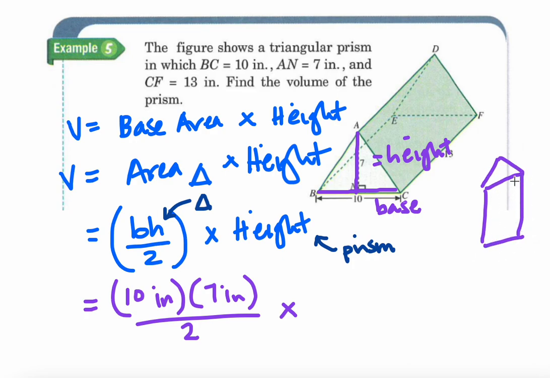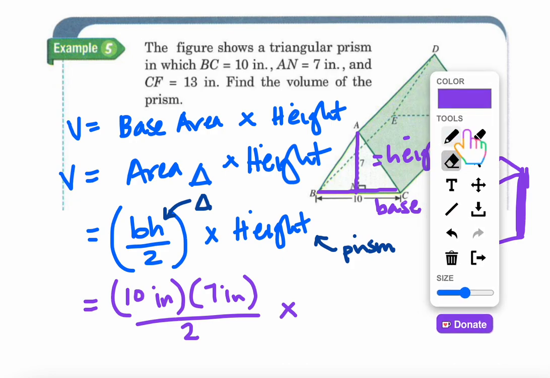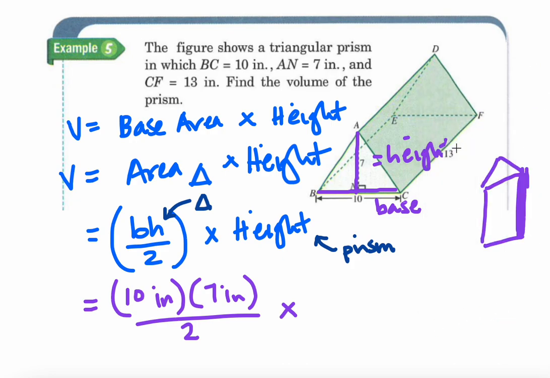So then the height would actually be this number right here, this measurement. And that number is 13. The T was just covering that up. That's 13. So times 13 inches. So again, 7 was the height of the triangle itself. 13 is the height of the prism, big H.